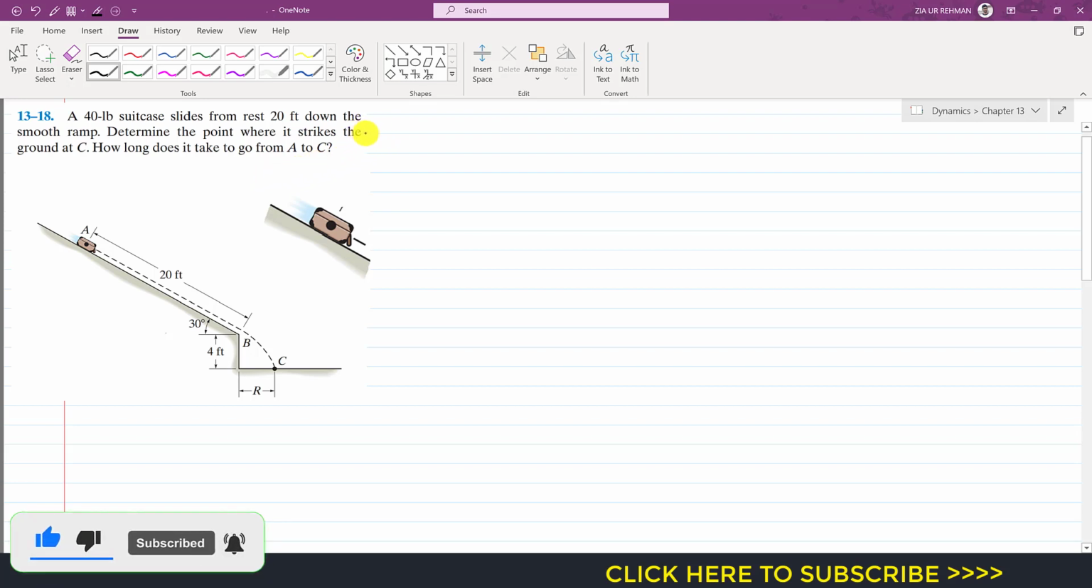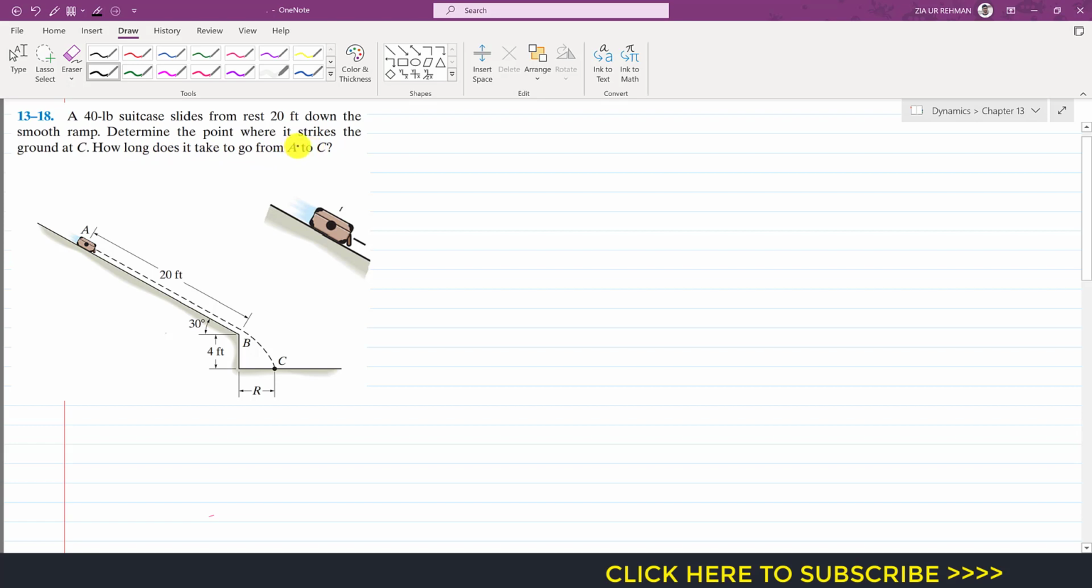Now let's solve another problem from engineering dynamics. The problem says that a 40-pound suitcase slides from rest 20 feet down the smooth ramp. Determine the point where it strikes the ground at C. How long does it take to go from A to C?